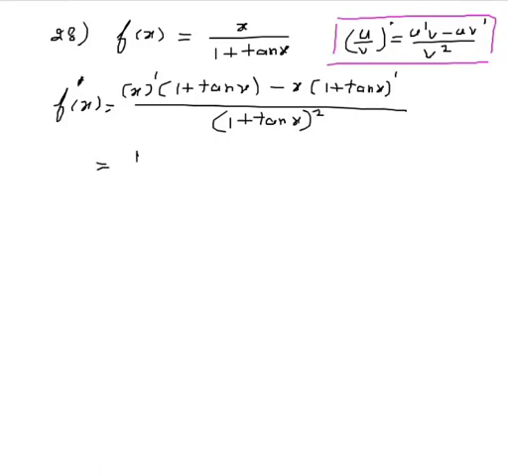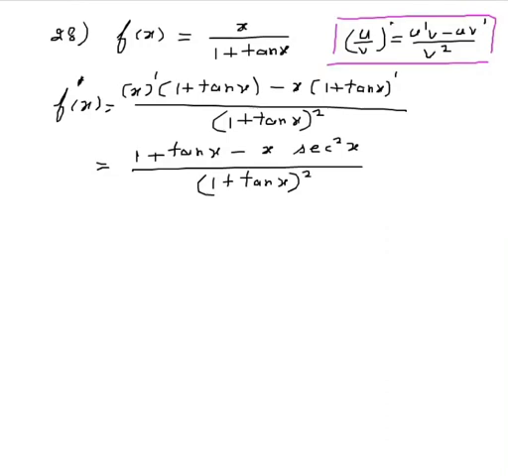Derivative of x with respect to x is 1. So 1 into 1 plus tan x minus x into derivative of 1 is 0 and derivative of tan x is secant square x divided by 1 plus tan x the whole square. This is the answer.